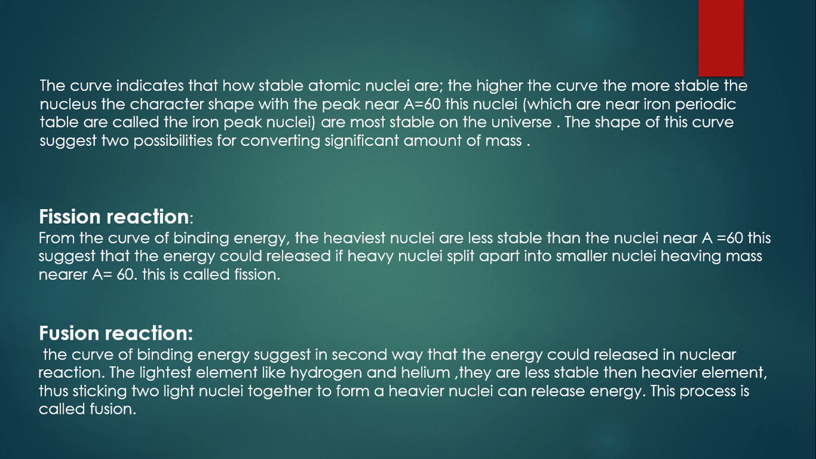Another is the fusion reaction. The curve of binding energy suggests a second way in which energy could be released in a nuclear reaction. The lightest elements like hydrogen and helium are less stable than heavier elements. Thus, sticking two light nuclei together to form a heavier nucleus can release energy. This process is called fusion. In this reaction, energy is released when two light nuclei come together to form a heavier nucleus, for example, light elements like hydrogen and helium.